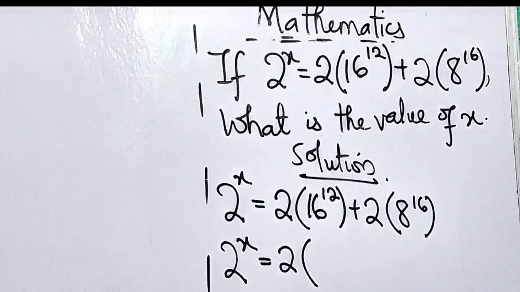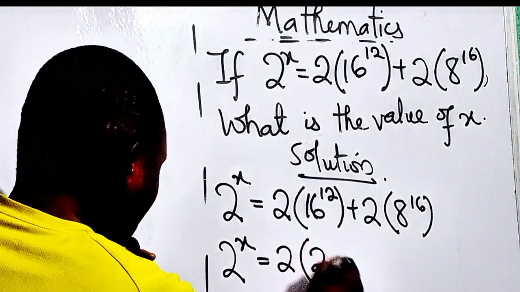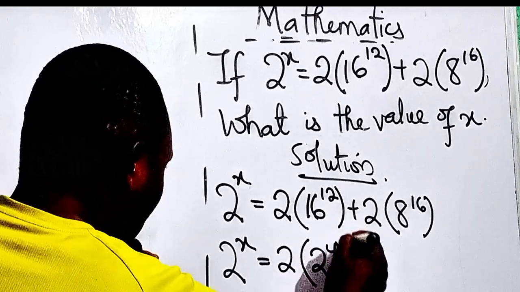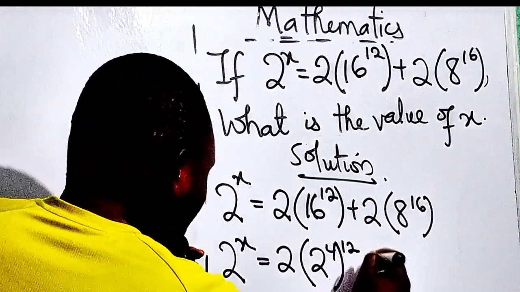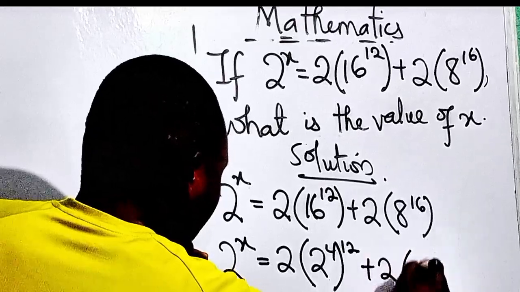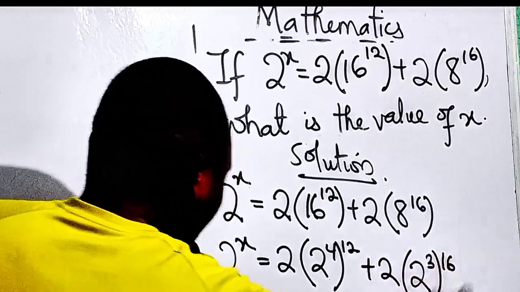Now 16 is 2 raised to the power of what? Of 4. So I can have this as 2 raised to the power of 4, then there's a 12 there as a power. Then plus 2, bracket open, this is 2 raised to the power of what? Of 3, bracket close, raised to the power of 16.